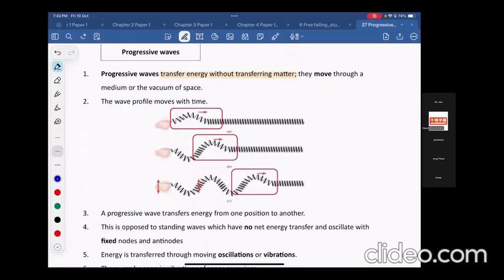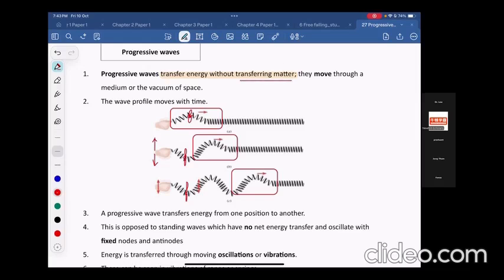In Year 10, we also talked about this. We can tie a ribbon somewhere here. When you shake it up and down, this is the way you move. The particle moving, you will find that the ribbon actually stays at the same position, it just moves up and down only. So this means that it didn't transfer the matter.